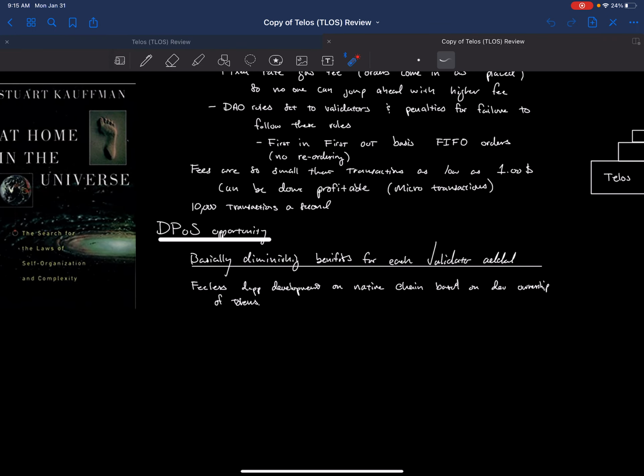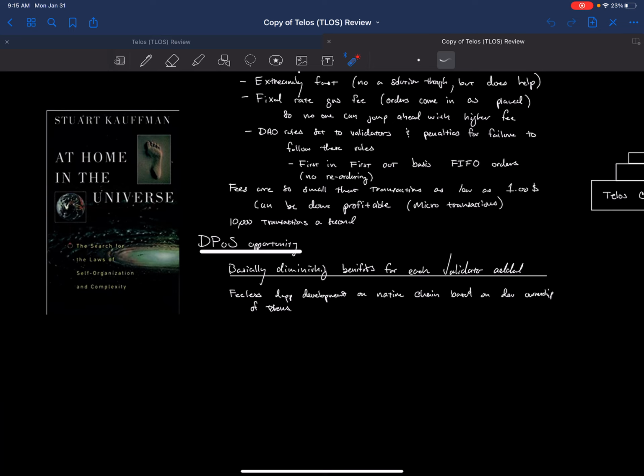So how does Telos work? DPoS. Basically, the mindset behind DPoS is diminishing benefits for each validator added. It also has a feeless structure to it, as the tokens themselves represent computational ownership of this distributed computer. So if you have 1% of the Telos tokens, that equals 1% of the Telos computer. It's actual ownership of this distributed computer, which is quite an amazing design of DPoS.